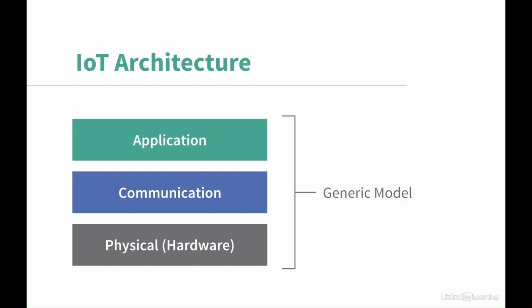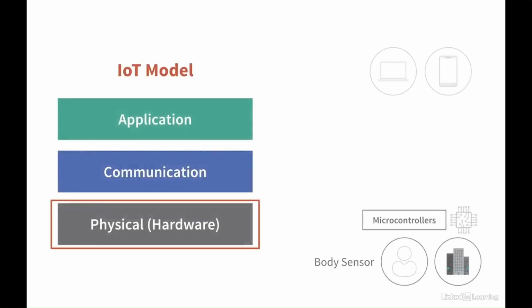physical, communication, and application. So using our example of the health monitoring system, the physical layer includes patient body sensors, microcontrollers, network devices, and any medical device in the system. This also includes the computers or devices used to display the collected data from the sensors.